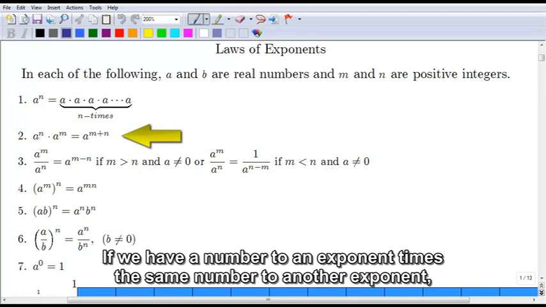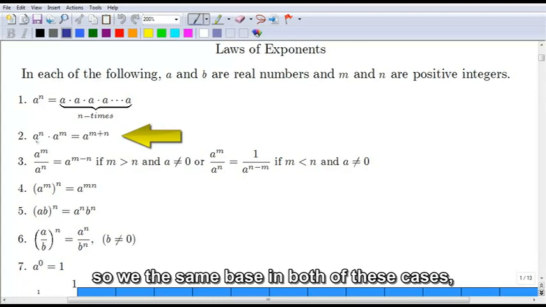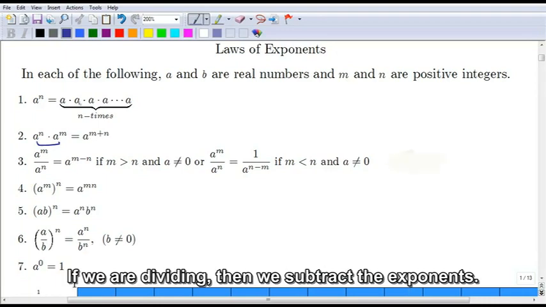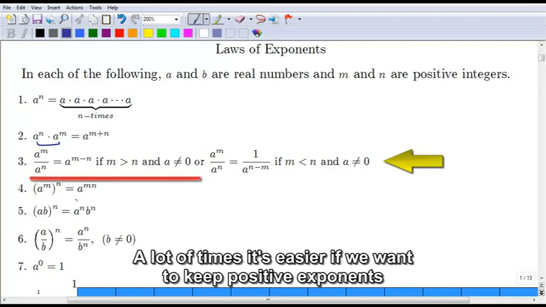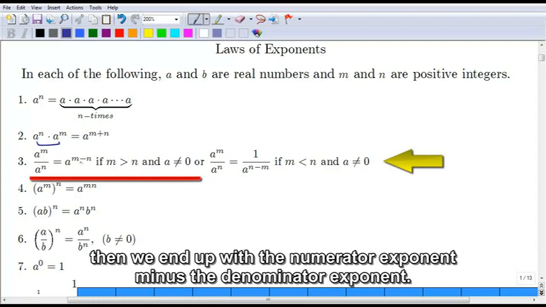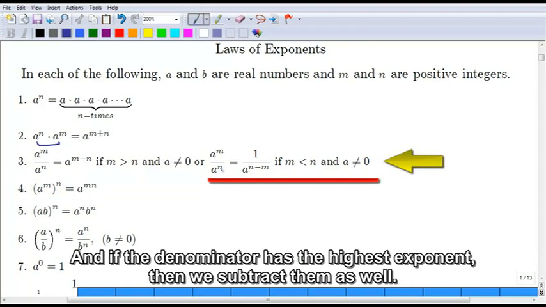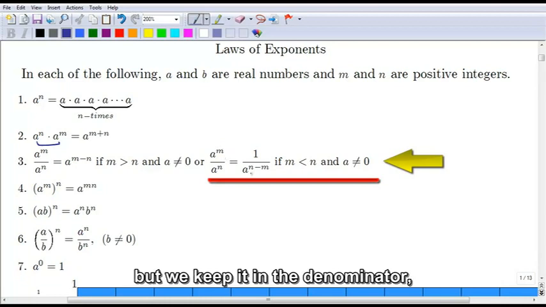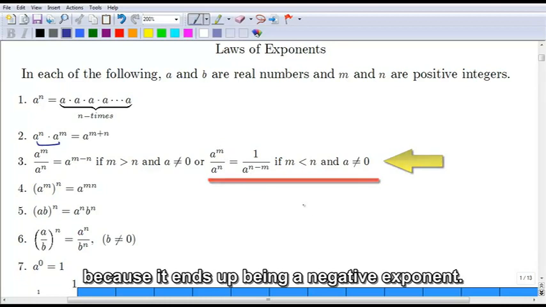If we have a number to an exponent times the same number to another exponent, so we have the same base in both of these cases, then all we need to do is add the exponents. If we are dividing, then we subtract the exponents. A lot of times it's easier, if we want to keep positive exponents, to say that if the numerator has the higher exponent, then we end up with the numerator exponent minus the denominator exponent. And if the denominator has the highest exponent, then we subtract them as well. We do the denominator minus the numerator exponent, but we keep it in the denominator because it ends up being a negative exponent.